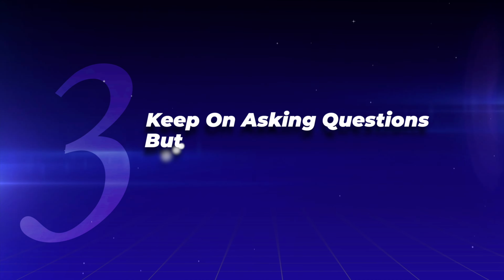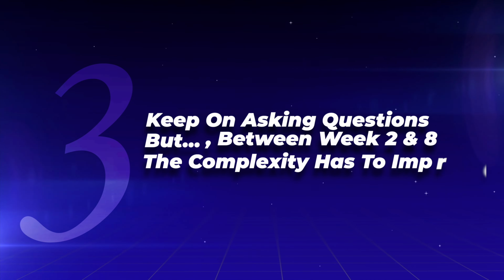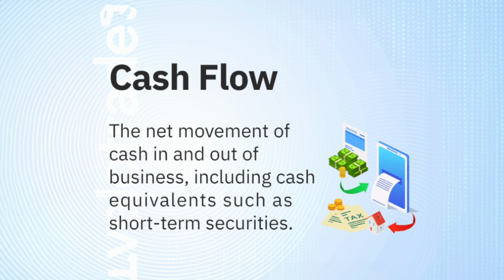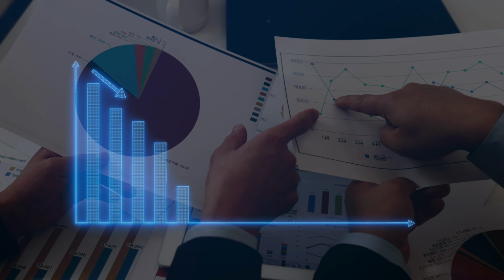The next thing you should be doing during your summer internship is to keep on asking questions, but between weeks 2 and 8, the complexity has to improve. You can't keep on asking the same questions and also the same level of questions. What do I mean by that? You can't keep on asking me what is debt, what's equity, what's cash flow. All those are different questions, but the complexity of the question you ask has to improve. It should go from what is cash flow to how does negative cash flow impact the financial health of a company. Plain and simple. The questions have to develop to show that you're actually learning and improving.